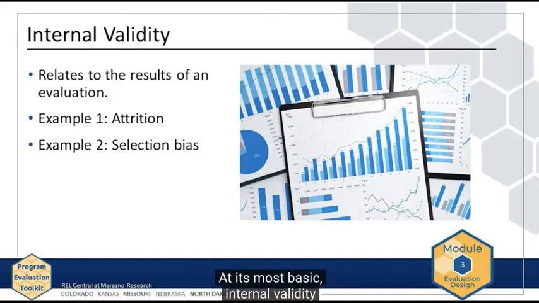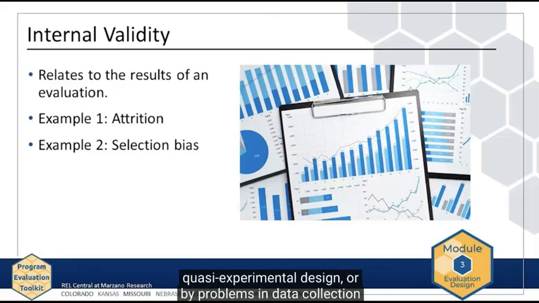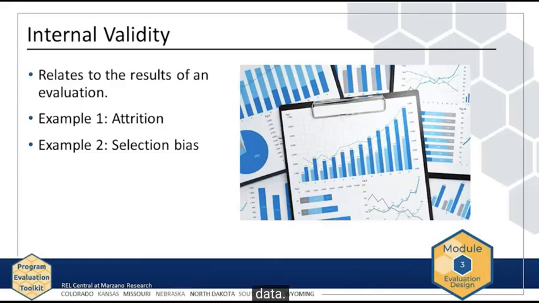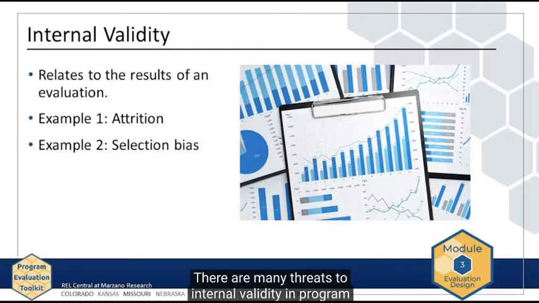At its most basic, internal validity involves asking whether the claims about the characteristics, or effectiveness of a program are true. Internal validity can be threatened by problems in the design, such as not controlling for key variables in a correlational or quasi-experimental design, or by problems in data collection or analysis, such as not properly accounting for missing data. There are many threats to internal validity in program evaluation, but two of the most common threats are attrition and selection bias. Let's review these two common threats to internal validity.